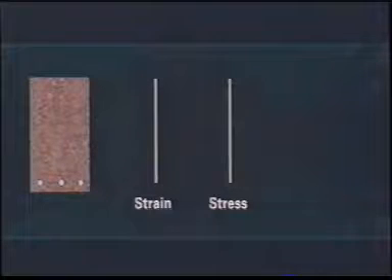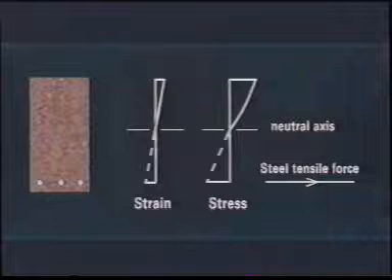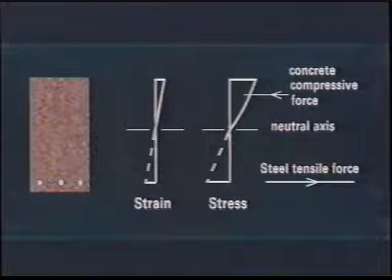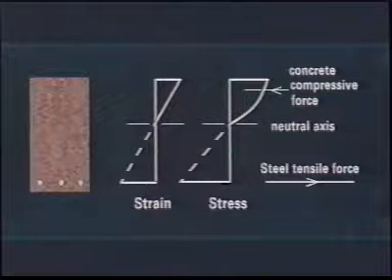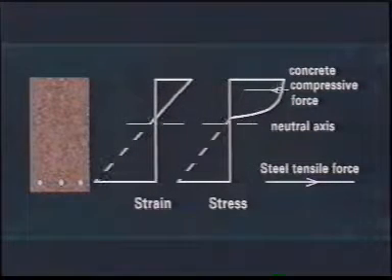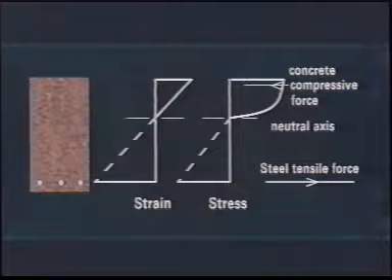We look now at the strain and stress distributions of a beam under increasingly high loads. Approaching collapse, the steel begins to yield, and greater stress has to be carried by the concrete in compression. Correspondingly, the neutral axis moves upwards, an effect which becomes more pronounced with small areas of tensile reinforcement.